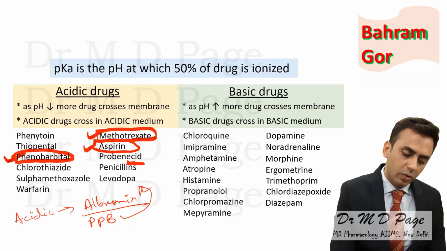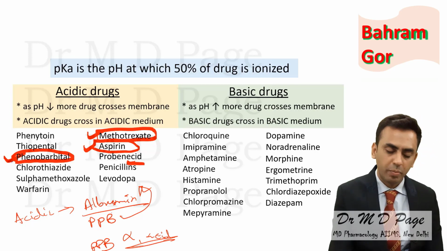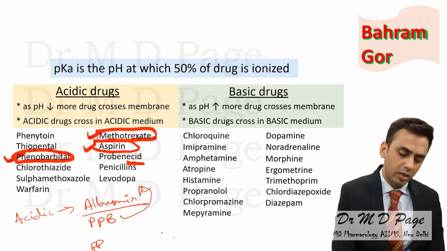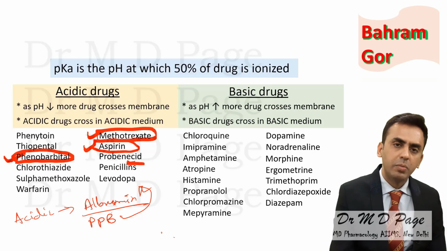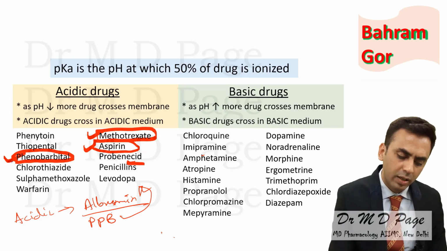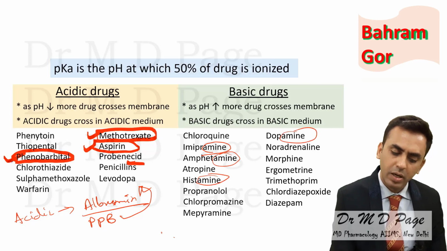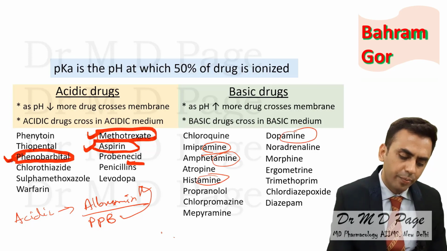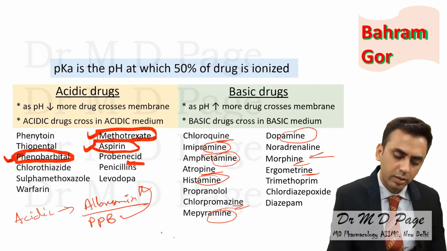These basic drugs will bind to alpha 1 acid glycoprotein, which is an acidic plasma protein. Again, I have made a mnemonic here in the plasma protein binding class. You can remember by that. Just I want to say, if you see here, basic drugs are ones which either have amine in their name, imipramine, amphetamine, dopamine, histamine, or it will be like amipyramine, or it will be atropine, chlorpromazine, ergometrin, morphine, noradrenaline.